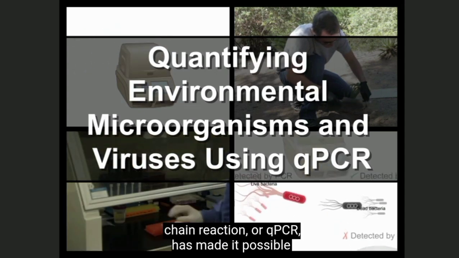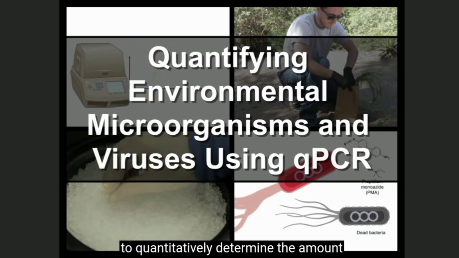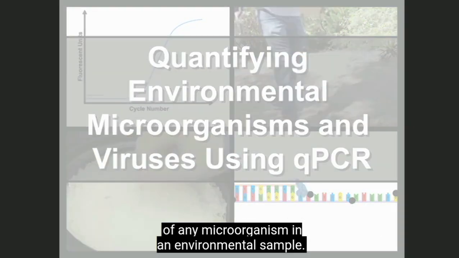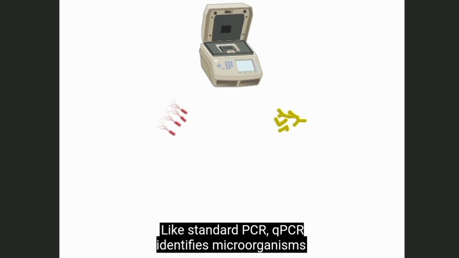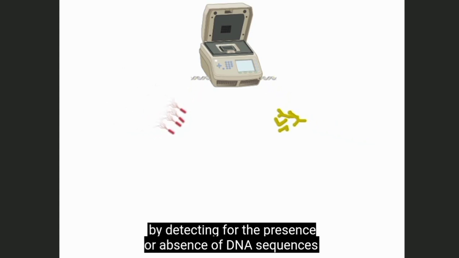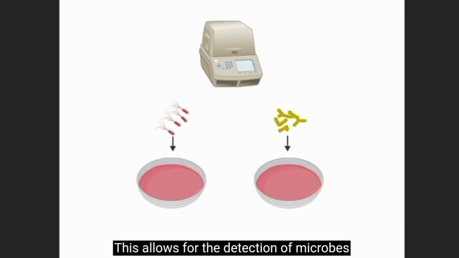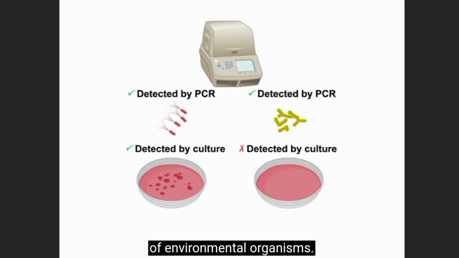Quantitative polymerase chain reaction, or qPCR, has made it possible to quantitatively determine the amount of any microorganism in an environmental sample. Like standard PCR, qPCR identifies microorganisms by detecting the presence or absence of DNA sequences specific to the organisms of interest. This allows for the detection of microbes that cannot be cultured in a lab, making it possible to assay a much wider range of environmental organisms.